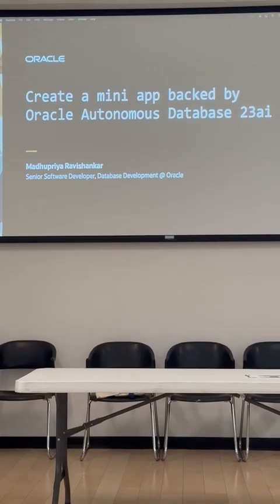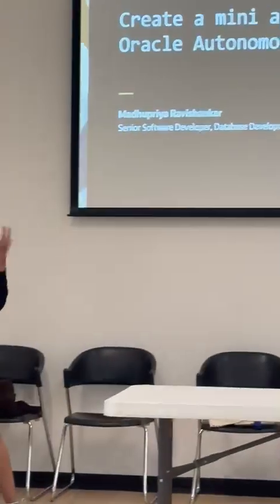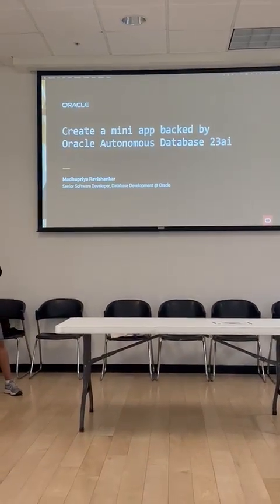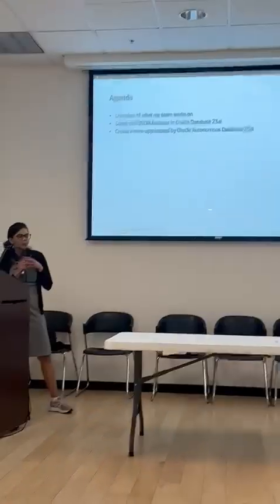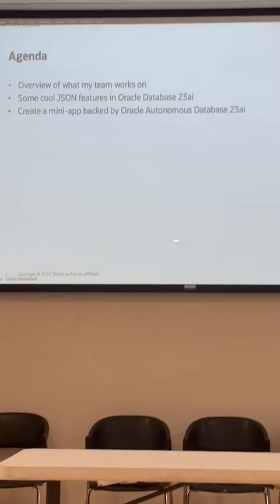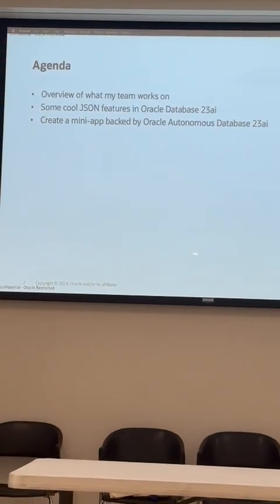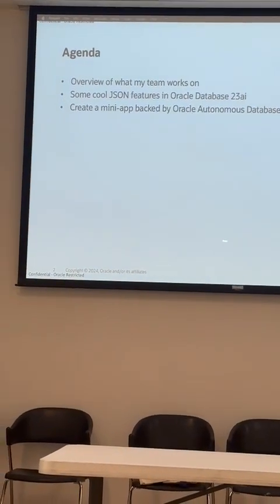So within the database, my team works on semi-structured and unstructured data storage within the database. So basically JSON and XML storage within Oracle database, and Saurabh's team works on text. So the whole idea is that it's a converged database to store all kinds of data within a single database, not just relational data. So today I'm going to quickly talk about what my team does and some of the cool JSON features that we recently released in Oracle Database 23 AI.